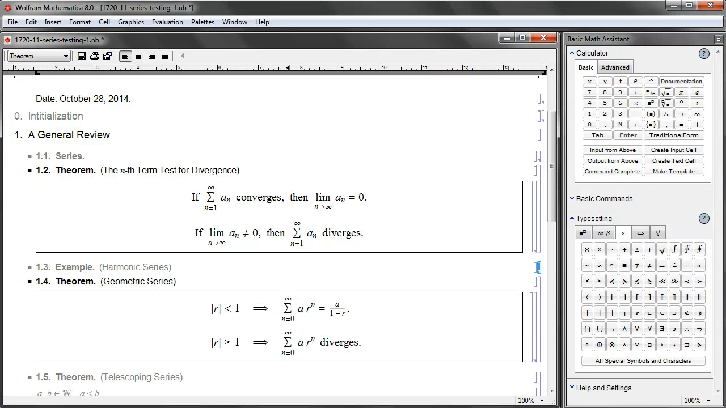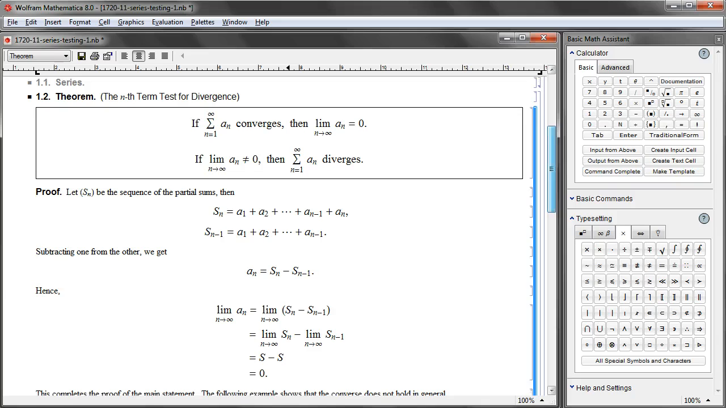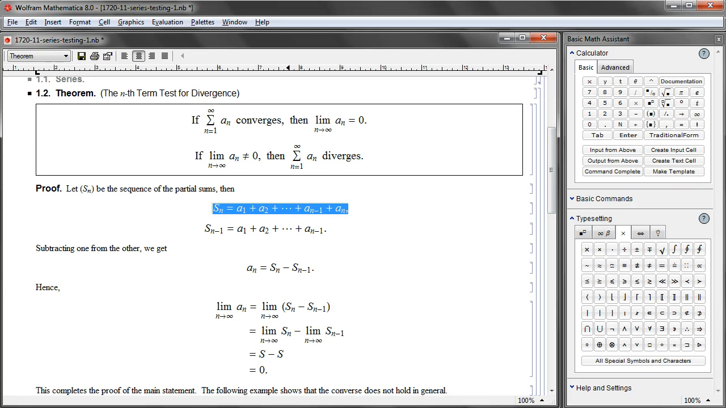Now the proof of the nth term test for divergence is actually easy. Write down the partial sum, subtract one from the other, then we have the general term. Apply the limit rule: S_n and S_(n-1) both go to s, so we have s minus s going to 0. There goes the full proof.